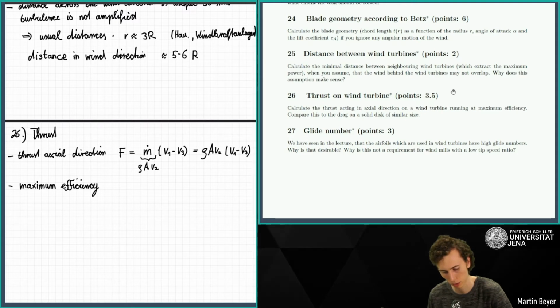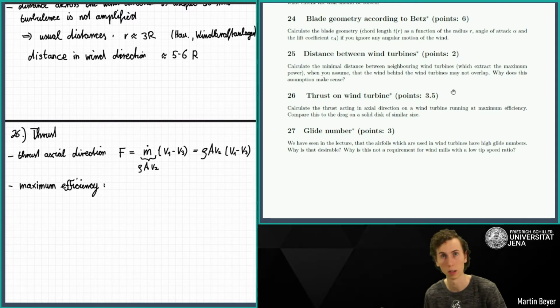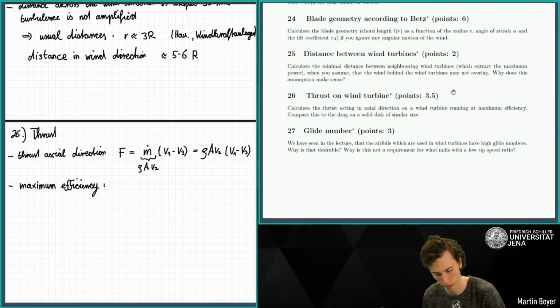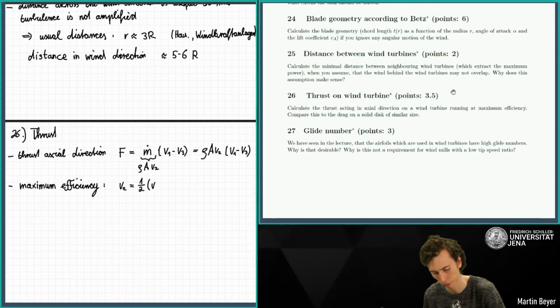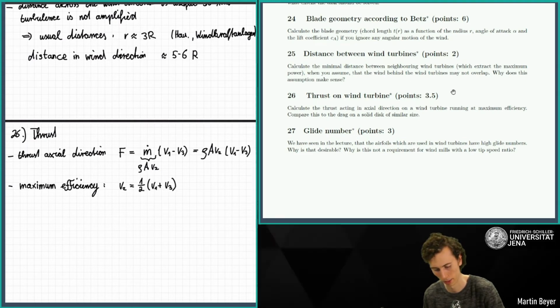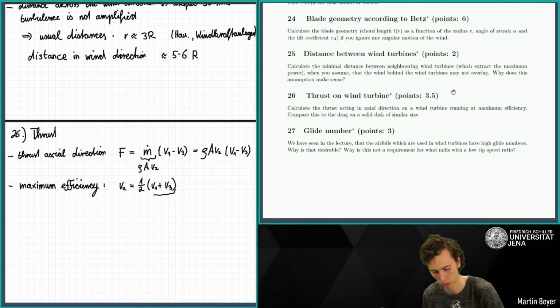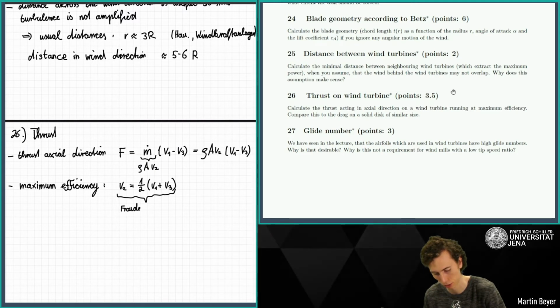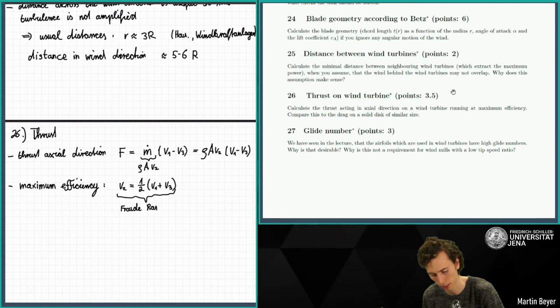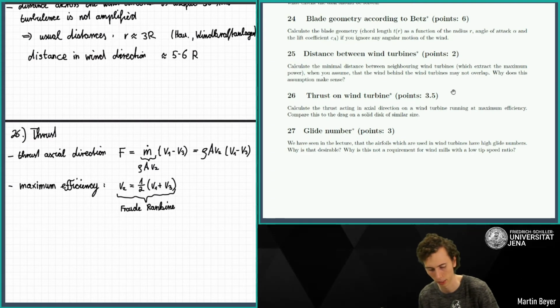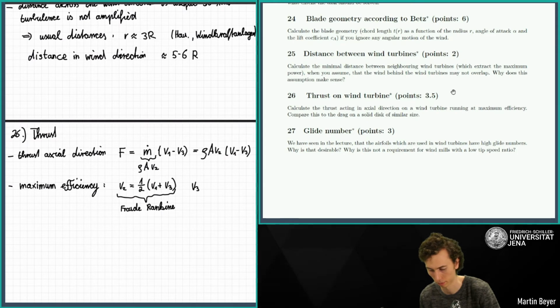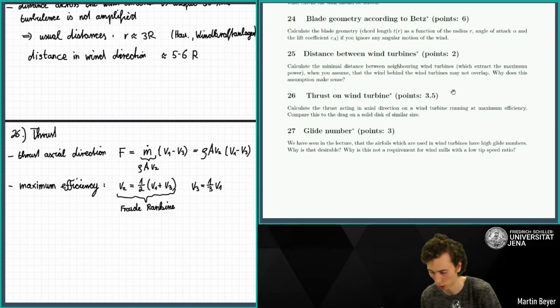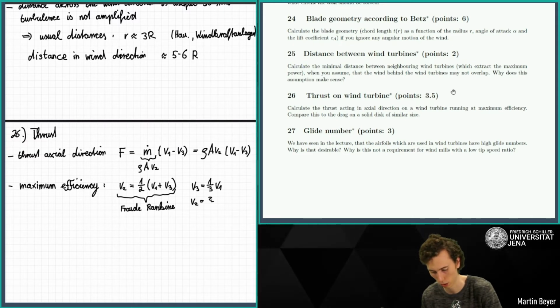We find the Betz limit, and for the Betz limit, the velocities are related using the Froude-Rankine theorem: 1/2 times (V1 plus V3). So this is Froude-Rankine. You might see that this relation is quite important. You should remember this, probably for the exam. And V3 is 1/3 of V1, and V2 is 2/3 of V1.